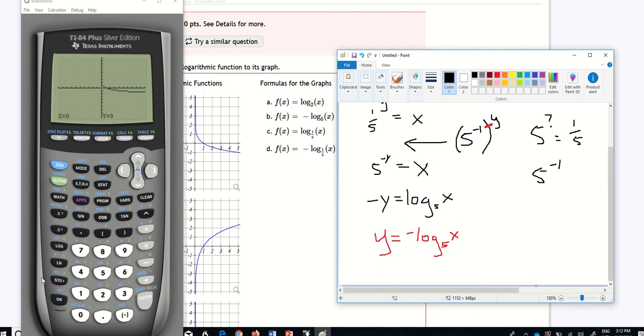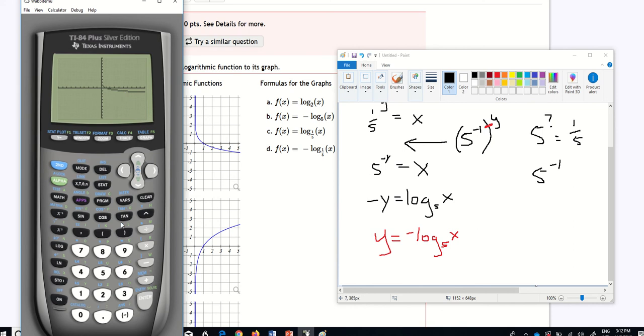Likewise, you could have also graphed it like this. Algebraically, they should be the same. So you get negative natural log of x divided by natural log of 5. And you'll see we end up with the same graph here. And again, there's that point here at 5, -1.